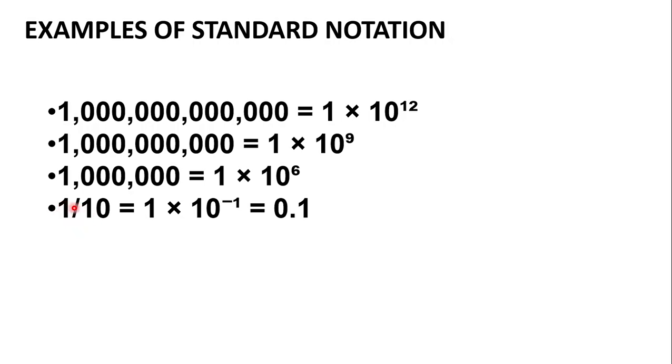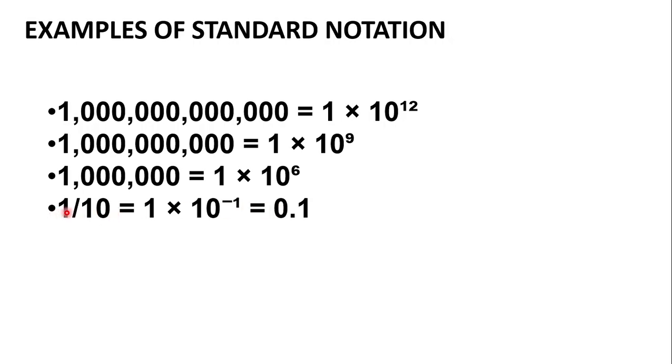Sometimes you have numbers that are below 1, like 1 over 10. 1 over 10 is the same as 0.1. So in order to write 0.1 in standard notation like this, simply shift the decimal so that the number that comes first is between 1 and 10. So in standard notation, 1 over 10 is 1 times 10 to the power minus 1. Take note of that.